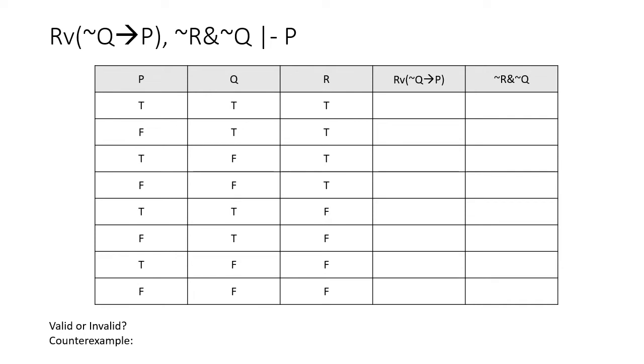Looking at this next one, we have a premise here and a premise here, and then our conclusion is just a single letter, just the letter P. So looking at this first one, we have three different operators. We have a set of parentheses, so we got to work within the set of parentheses, but inside the parentheses we have an arrow and a tilde.